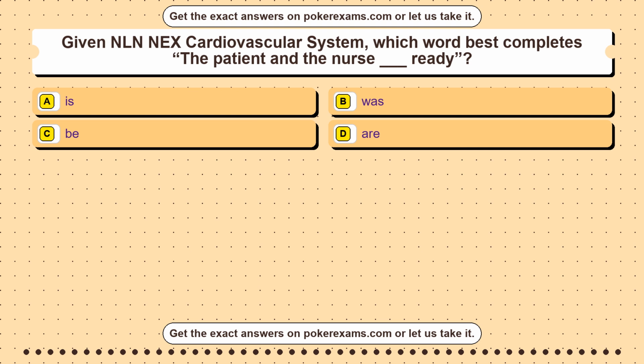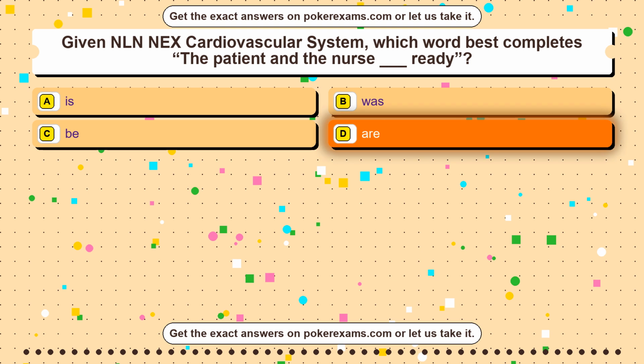Question 38. Given her CO2 biology review, which fraction is equivalent to 0.5? Option A, a quarter. Option B, 2/3. Option C, 3/5. Option D, a half. The correct answer is option D.